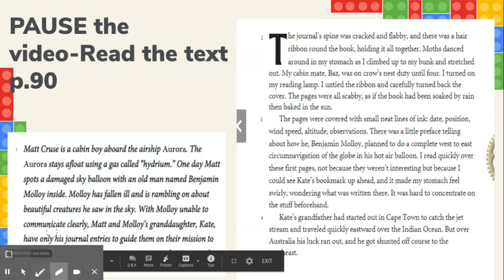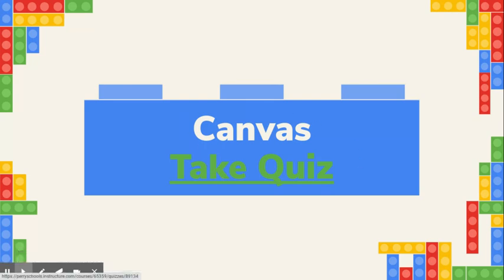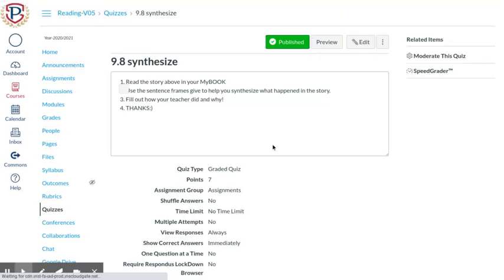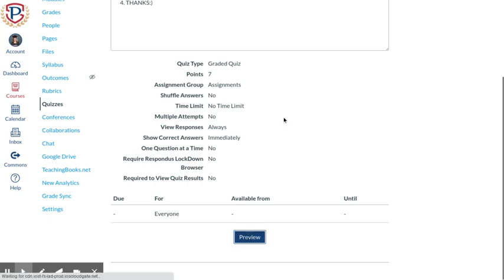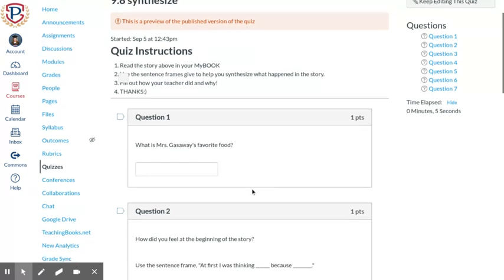All right, moving on. You are going to take your Canvas quiz. Click here. This will take you to Canvas. And you will take the quiz. And remember, I ask for more than one sentence. You need to give me more than one sentence in your quiz. It's worth 7 points. And we're getting close to the end of the 9 weeks.